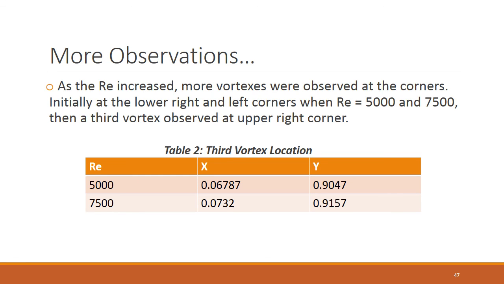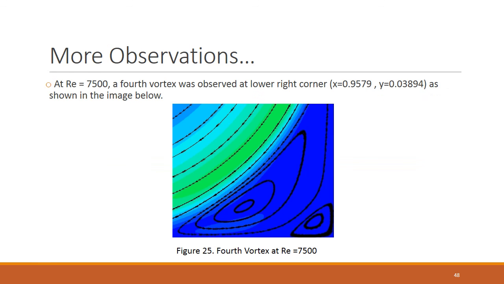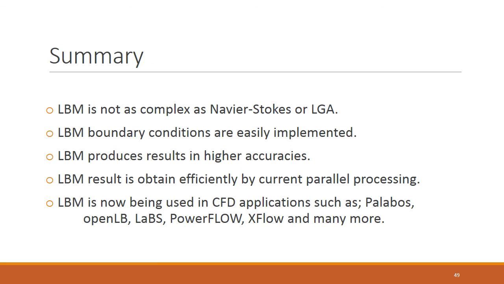There's also a third vortex that is going to propagate. So that's the primary vortex at the middle. Secondary vortices come at the lower two corners, and the third vortex comes at the upper right corner at these given points. Then there's a fourth vortex at the very bottom, the small one, which comes when the Reynolds number is equal to 7,500. So this is the summary of the whole thing.